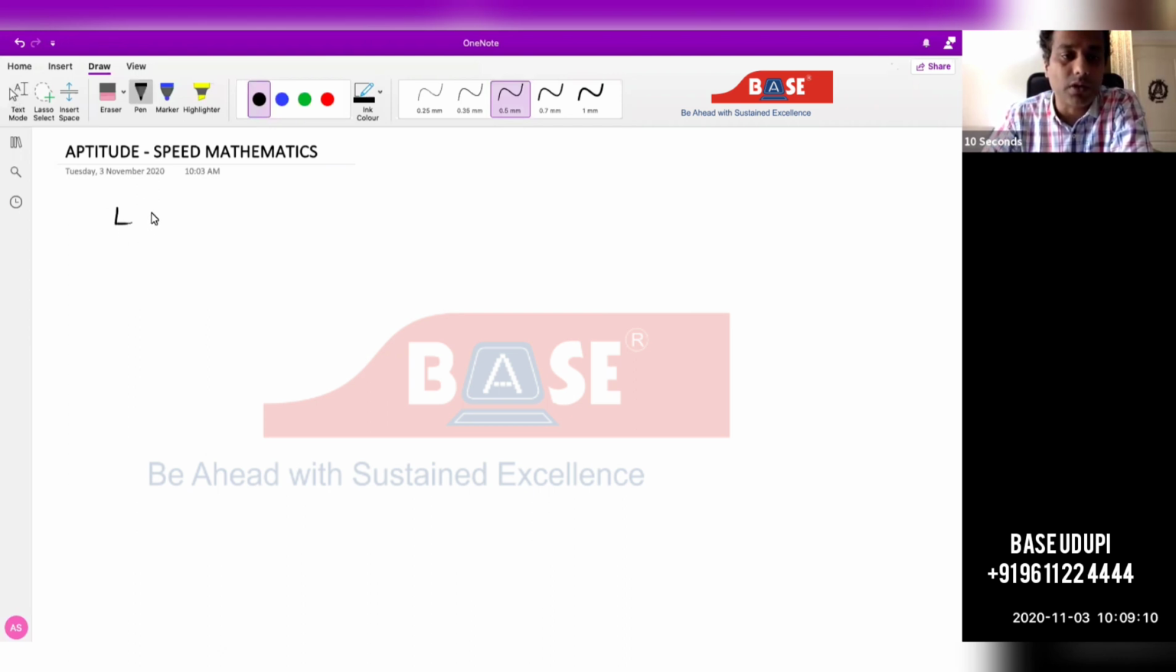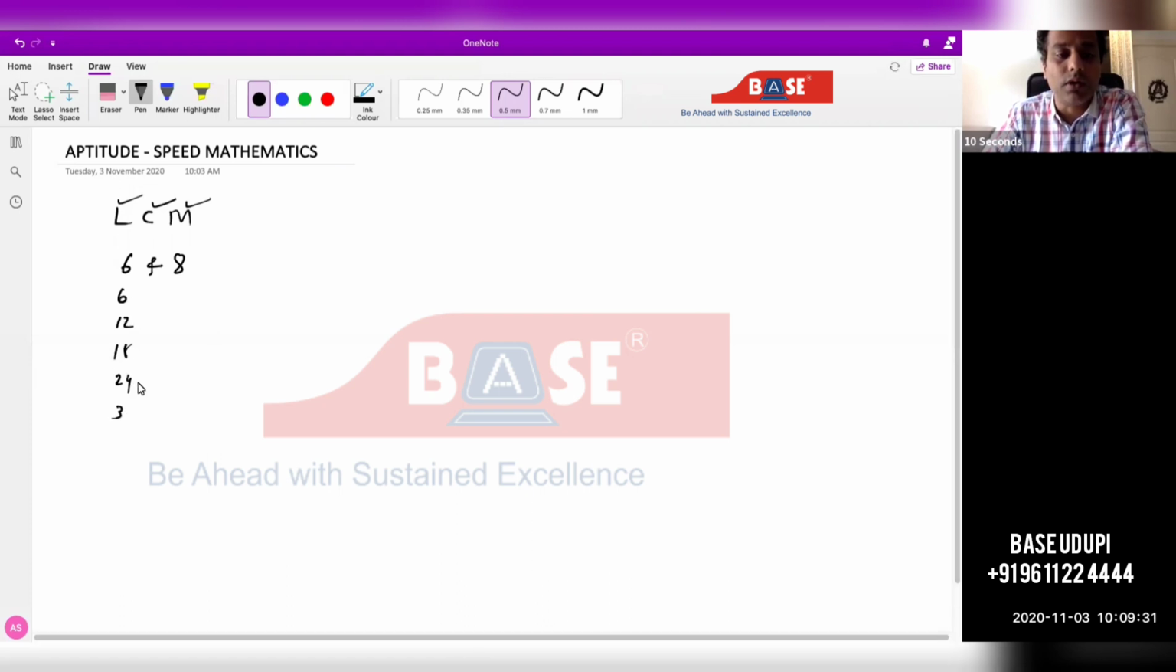LCM is lowest common multiple, right? If I take, say, 6 and 8, we need to take the common multiples, followed by the lowest common multiple. So multiples of 6 are 6, 12, 18, 24, and so on. Then multiples of 8 are 8, 16, 24, 32, and so on. If I take common multiples out of this, you can see 24 is the first common multiple.